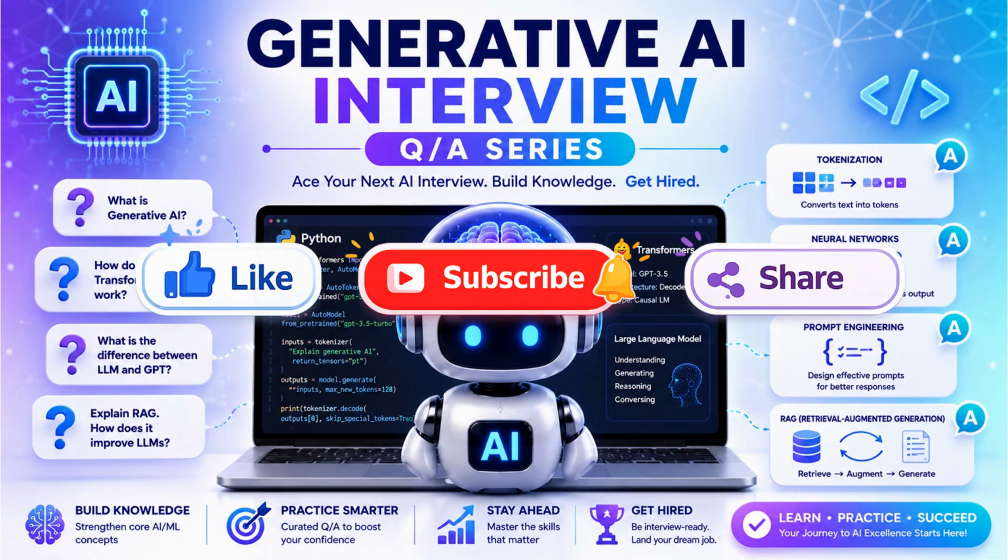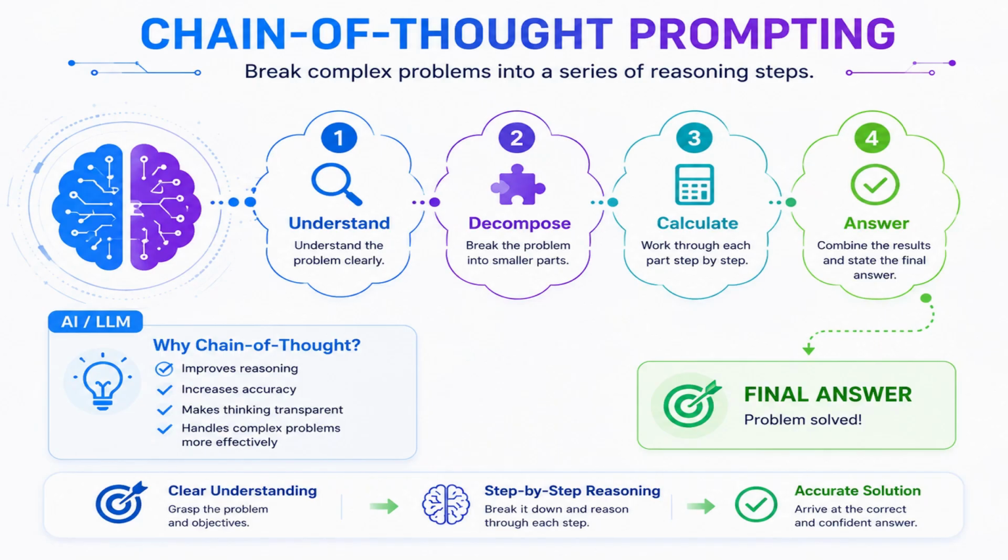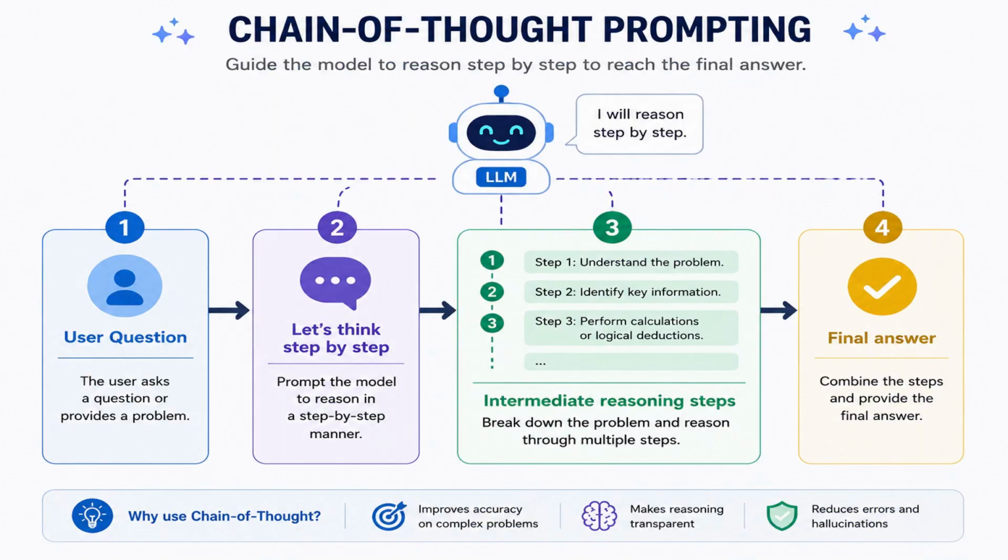Let's start with one of the most powerful reasoning techniques: chain of thought prompting. Chain of thought prompting, or COT, is a prompt engineering technique where we ask the model to show its reasoning step by step instead of just giving the final answer. Most models can produce an answer directly, but they sometimes make mistakes on multi-step problems like math, logic, or complex reasoning. Chain of thought prompting solves this by forcing the model to walk through intermediate steps.